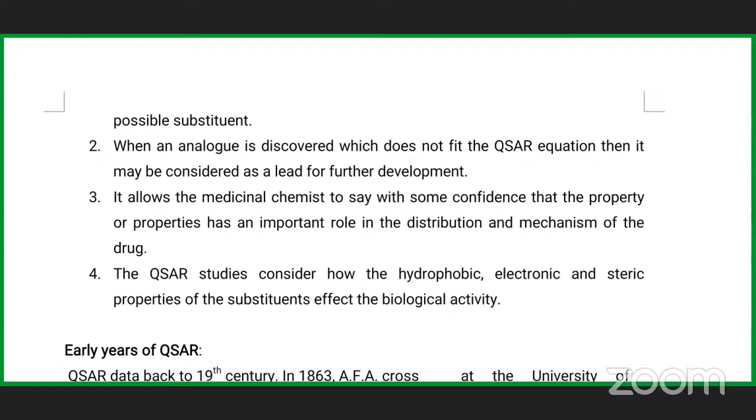How the steric factor influences the biological activity, and how the electronic factors do. Steric factors mean bulkiness; having bulkiness may cause a decrease in biological activity. Electronic factors mean the introduction of electronegative groups like oxygen, nitrogen, sulfur, fluorine, chlorine. These are generally the more electronegative atoms.